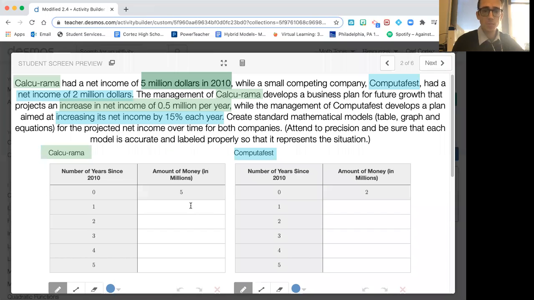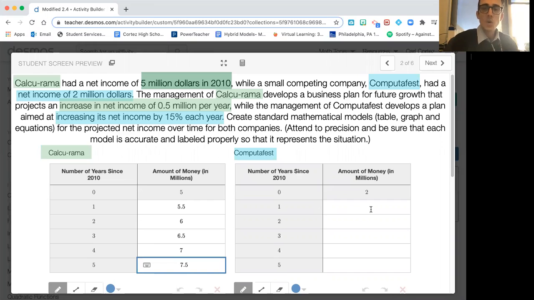So for this table, I know that Calcurama is just going to be increasing by 0.5 every year. Originally 5, now goes to 5.5, plus 0.5 is 6, 6.5, going to 7, 7.5. I could keep that momentum going, but it's okay for now.